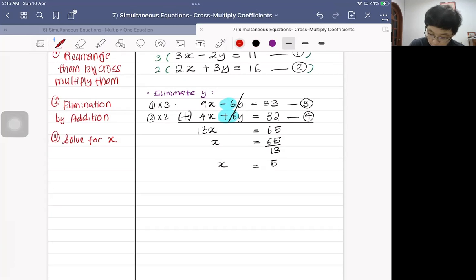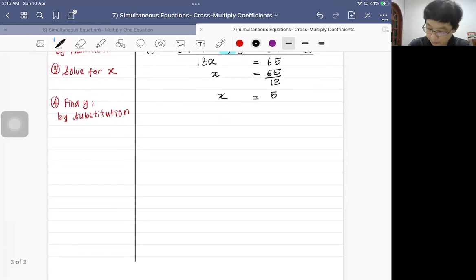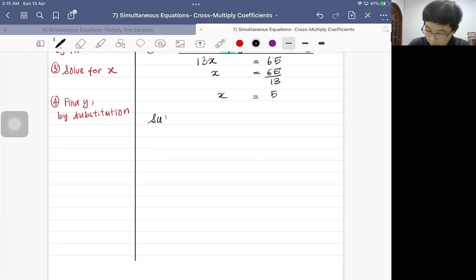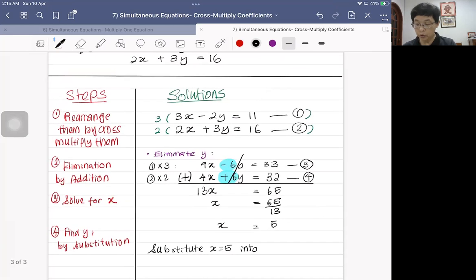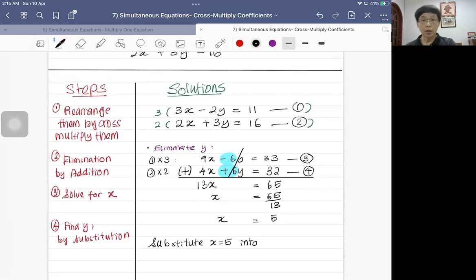So you come to the final step. You want to find y, by substitution. I want to write the details for the examiner. So I'm going to write here, substitute x equals 5 into, and here is the free choice. You can choose whichever equation. You can choose equation 1, fine. You can choose equation 2, fine.